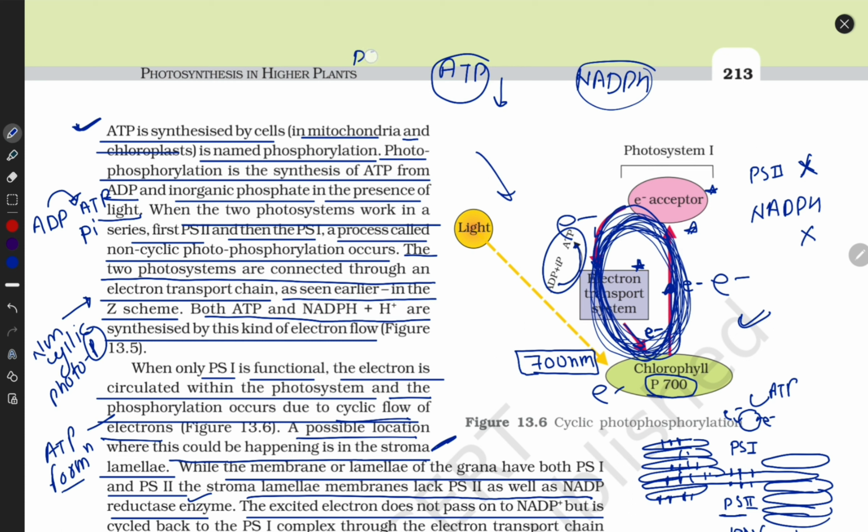Here, photosystem 1 and photosystem 2 both take participation. High ATP is formed in cyclic, and here less ATP is formed. So this is the major difference between non-cyclic and cyclic photophosphorylation.